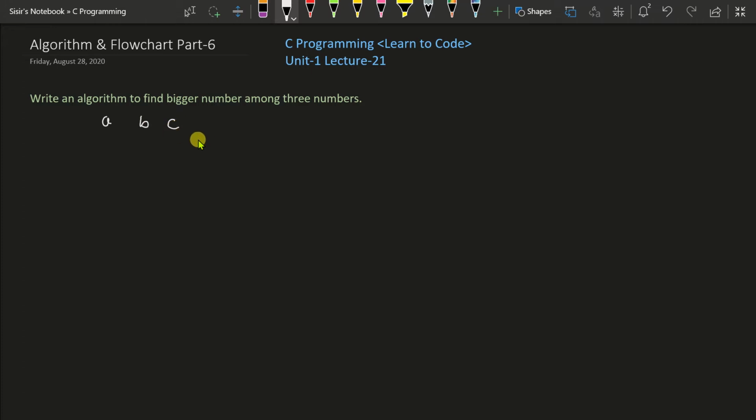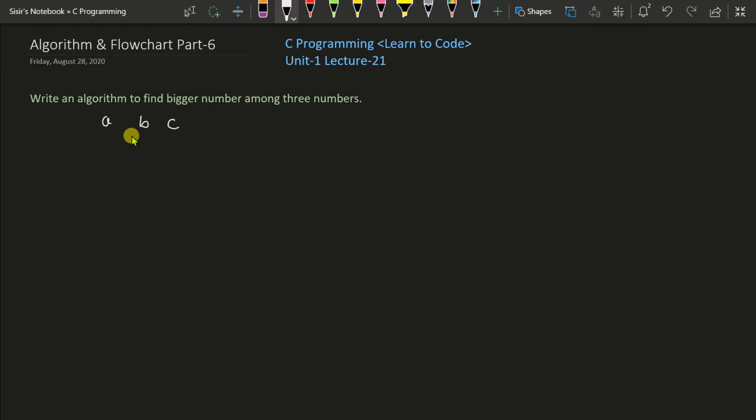If I concentrate on specific numbers, then it is easier to say. But if I am concentrating on the variables, let's say A, B, C, A can be anything, B can be anything, C can be anything. So there are three numbers over here. How should I know that A is bigger than the other two, or B is bigger than the other two, or C is bigger than the other two? That is what we are going to write step by step, so that the computer will do the same comparison to get the result.